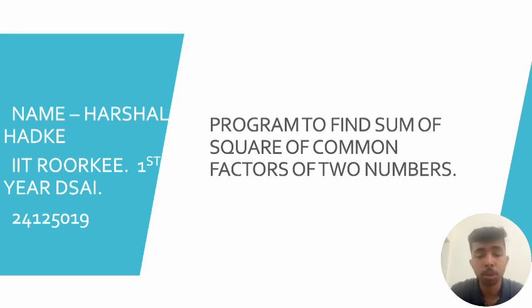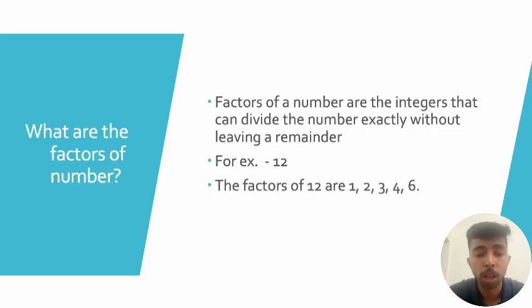In this video, we are going to write the program to find the sum of squares of common factors of two numbers. So, what are the factors of a number? Factors of a number are the integers that can divide the number exactly without leaving a remainder. For example, if we take 12, then if we divide 12 by 1, we get 12. If we divide 12 by 2, we get 6. It means that there is no remainder. So those numbers are called the factors of a number.